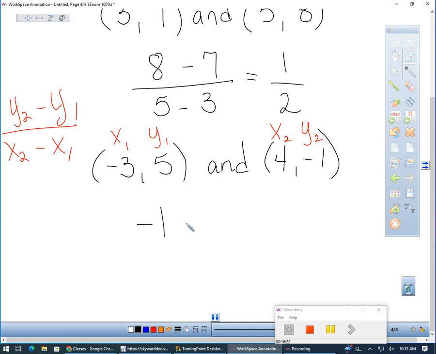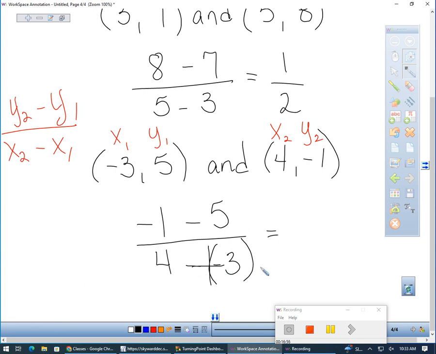So I have negative 1 minus y1. y1 means in my first point, the y value is 5 over x2. Second point, my x value is 4 minus negative 3. Now you can either write negative 3 like that, or I like to put it in parentheses, because then it makes me see what do I have to do with those two negatives. They got to become adding, right? We sandwich them together, and this becomes a plus.